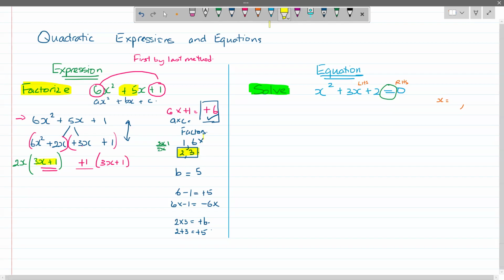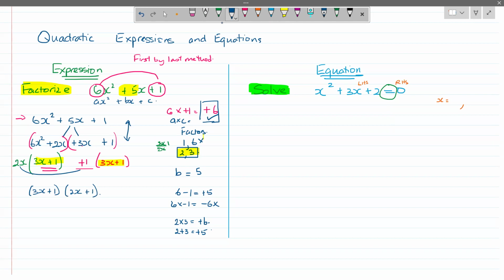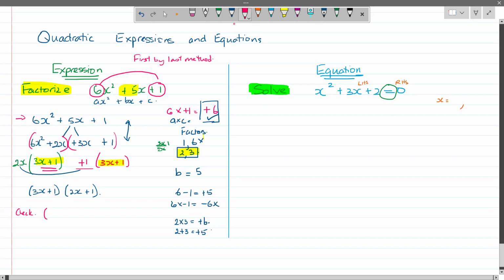Now at this stage, both this bracket and this bracket are the same. So I could factor that out, right? I could factor 3x plus 1, and I could put the 2x plus 1 in a bracket. Now, just like with factorization, we could check our answer by expanding this bracket, because expanding two binomial brackets and factorizing a quadratic are actually the reverse of each other. Expanding the bracket will give me back the original quadratic that I started with.